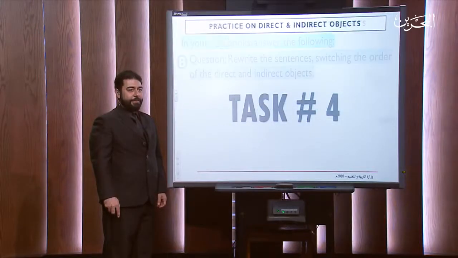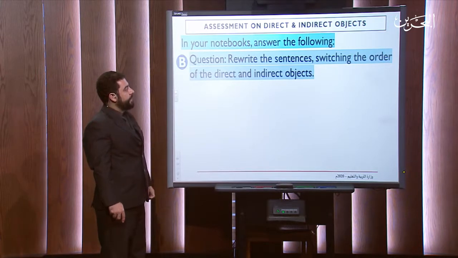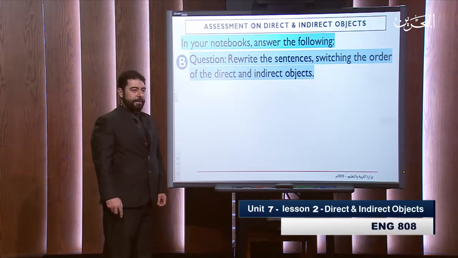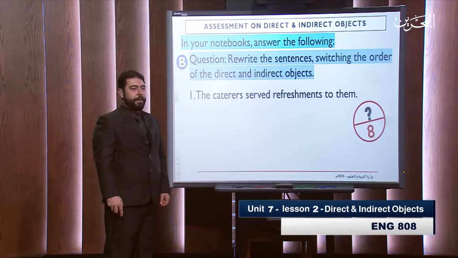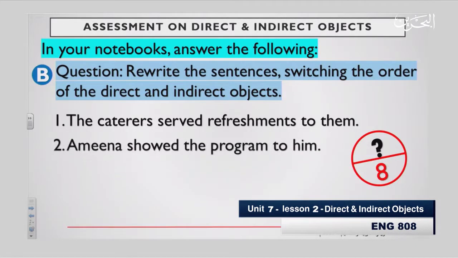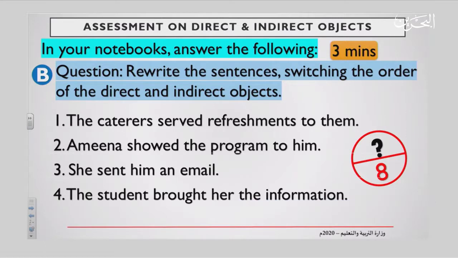All right, task number 4. In your notebooks, answer the following. B. Question. Rewrite the sentences switching the order of the direct and indirect objects. You have a mark of 8. Number 1. The caterers served refreshments to them. 2. Amina showed the program to him. 3. She sent him an email. 4. The student brought her the information. And you have 3 minutes to switch between direct and indirect objects.